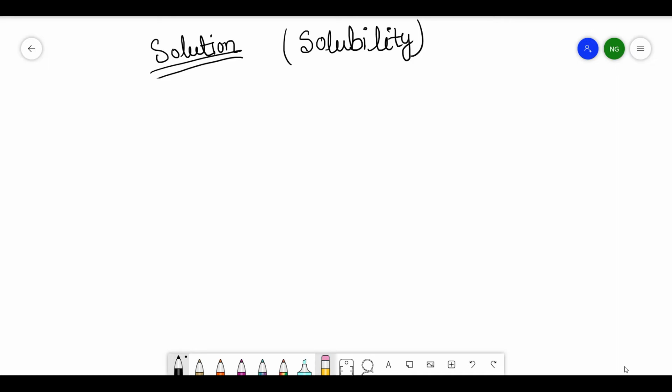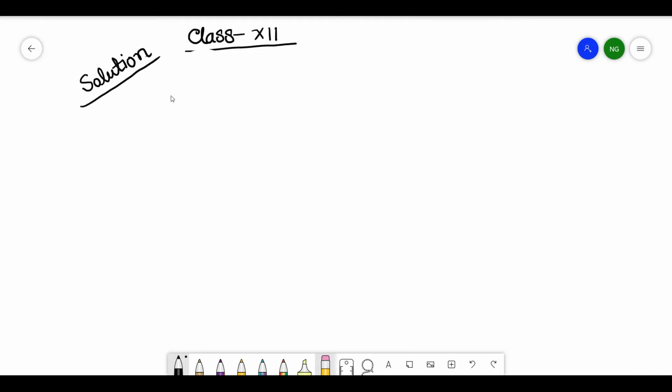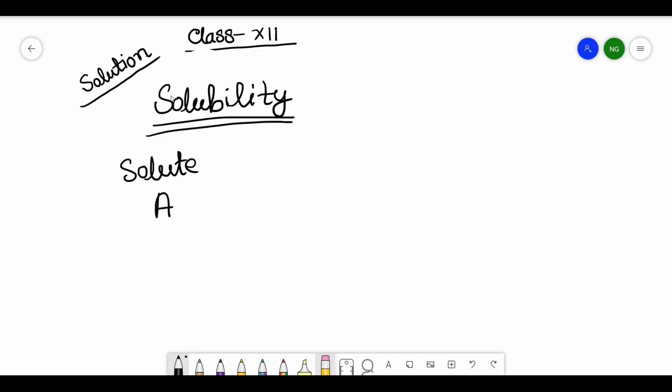So, what is solubility? Here we are going to discuss solubility. First, we will take a solute that we can say A and a solvent that we can say B. Some types of solutes will easily dissolve in solvent, some will not easily dissolve, and some are totally insoluble. Here we take the solute A which will easily dissolve in solvent B. First we will add a small amount of solute A in solvent B.